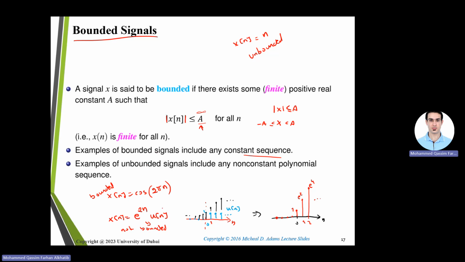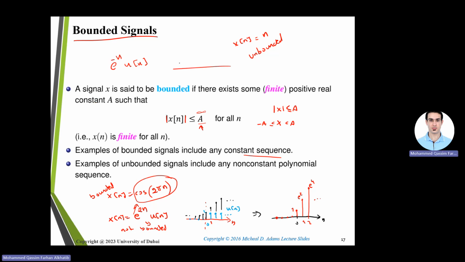All right. So for example, x[n] = e^(2n) u[n] is not a bounded signal, because with a large value of n, this will go to infinity. Cosine, we already know that cosine does not exceed -1 and 1 for all values of n, so it's going to be bounded. Okay, what about e^(-n) u[n]? Is this bounded or not bounded?